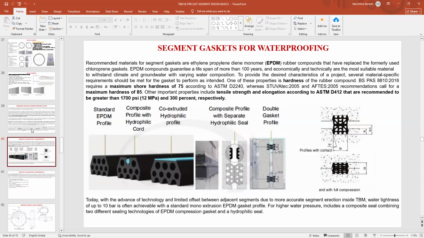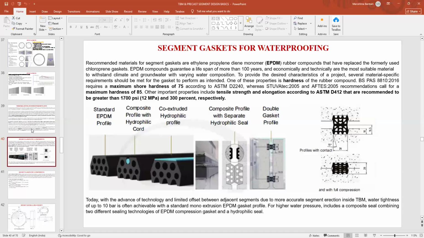As I told you earlier, there are three types of gaskets. One is called the standard gasket EPDM, one is called the hydrophilic gasket, one is called the composite gasket. EPDM is basically ethylene propylene diene monomer. This is basically an organic compound, and it's a rubber compound. It's a highly compressible material. Whenever the segments are joined and they are forming a perfect ring, this gasket gets compressed, and once the gasket is compressed, it becomes watertight.